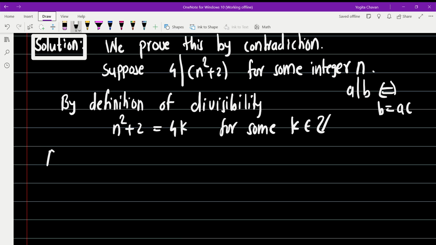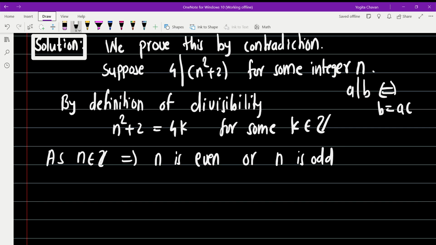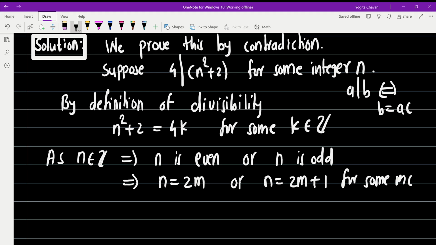Now see, as n is integer, this implies n is even or n is odd. कोई भी इंटीजर ले लो आप, एक तो इवन रहेगा नहीं तो ऑड रहेगा. This implies n is equal to 2 into say m or n is equal to 2m plus 1 for some m belongs to z. अगर इंटीजर n इवन रहा तो n is equal to 2m के फॉर्म में रहेगा, 2 का मल्टीपल रहेगा. And if n is odd, then n is of the form 2m plus 1.